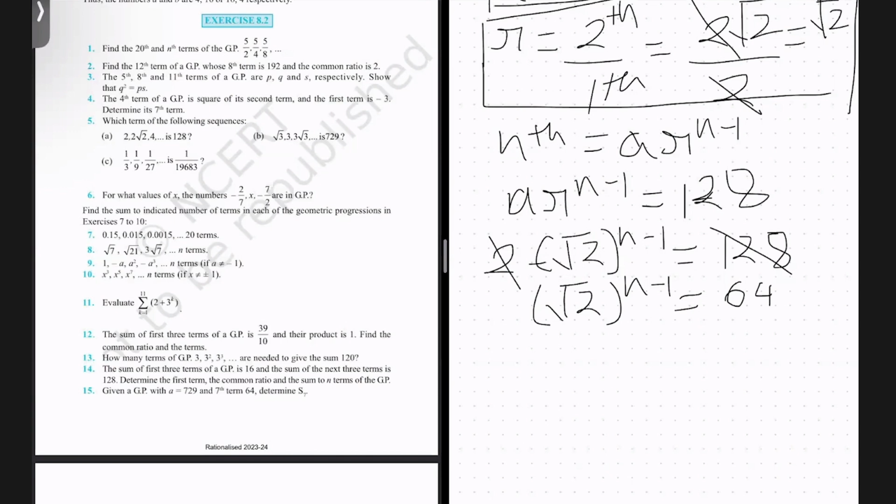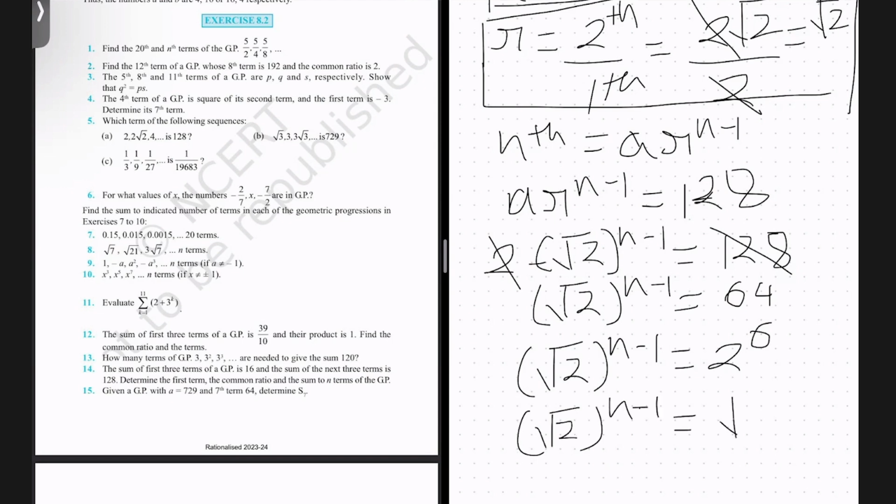Let us convert the RHS and express that as a power of root 2, right? So we have root 2 raised to the power n minus 1 as 64, which can be expressed as 2 raised to the power 6. Correct? But we need to express it in terms of root 2. So as you know, root 2 is nothing but 2 raised to the power half. So let us convert 2 as root 2 raised to the power 2 and see what we get. Right? So let's express that in terms of root 2. So it is 2, and that is raised to the power 6.